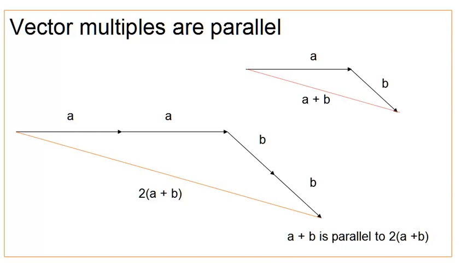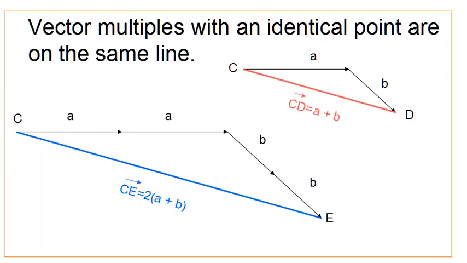Let's move on to something else. Another thing, vector multiples with an identical point are on the same line. So we have these vectors 2A, 2B and A and B, and they could be anywhere in space, but these endpoints define where they are. So we've got this point starting at C, it could be a location or something like that.